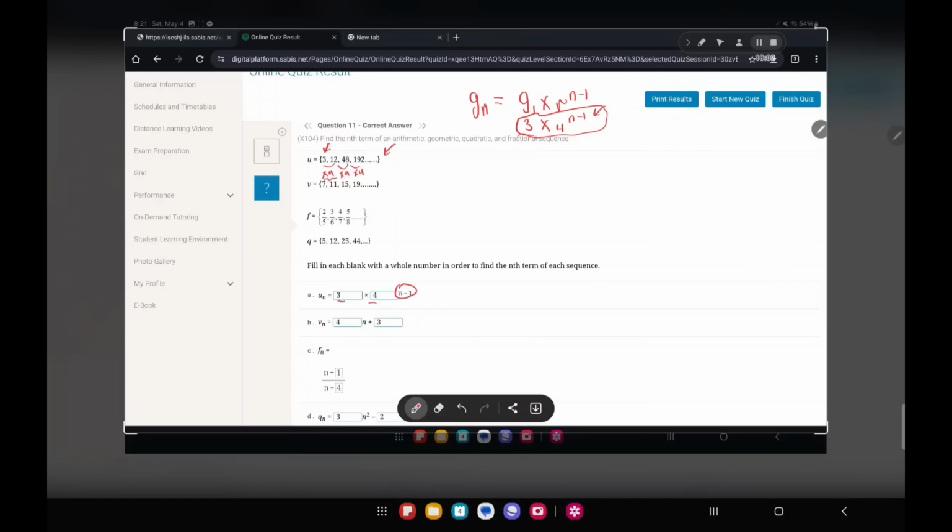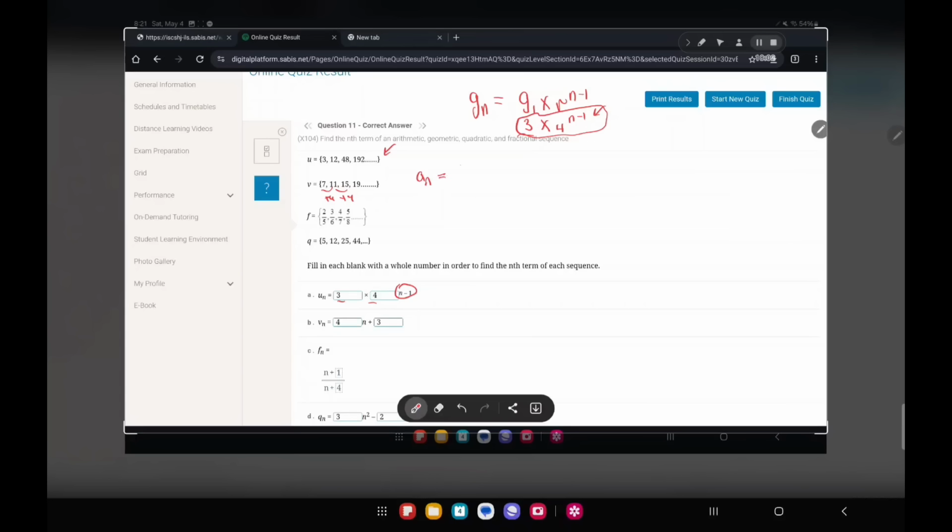How about sequence V? For sequence V, this time we're not multiplying. We're just adding 4, right? We're just adding 4 plus 4 plus 4, and so on and so forth. So that means we're using an arithmetic progression.